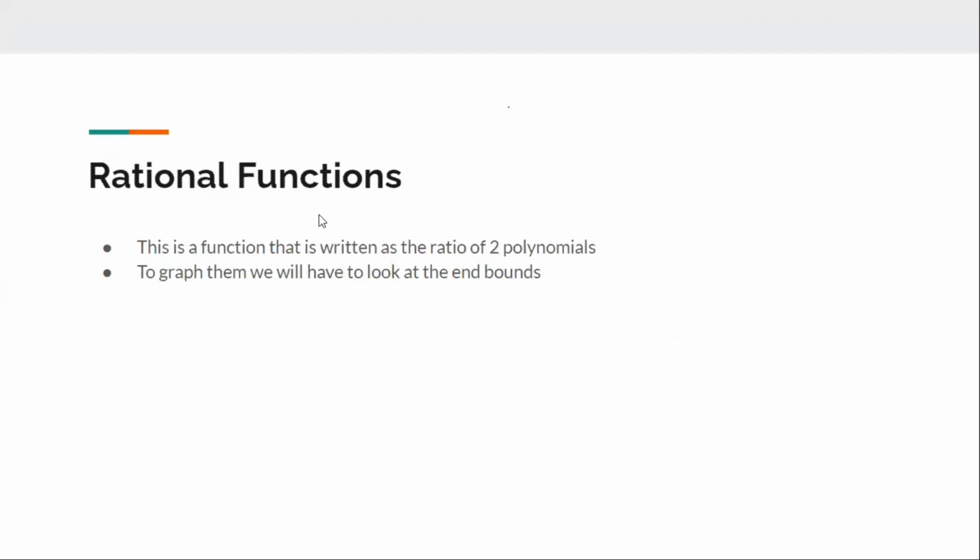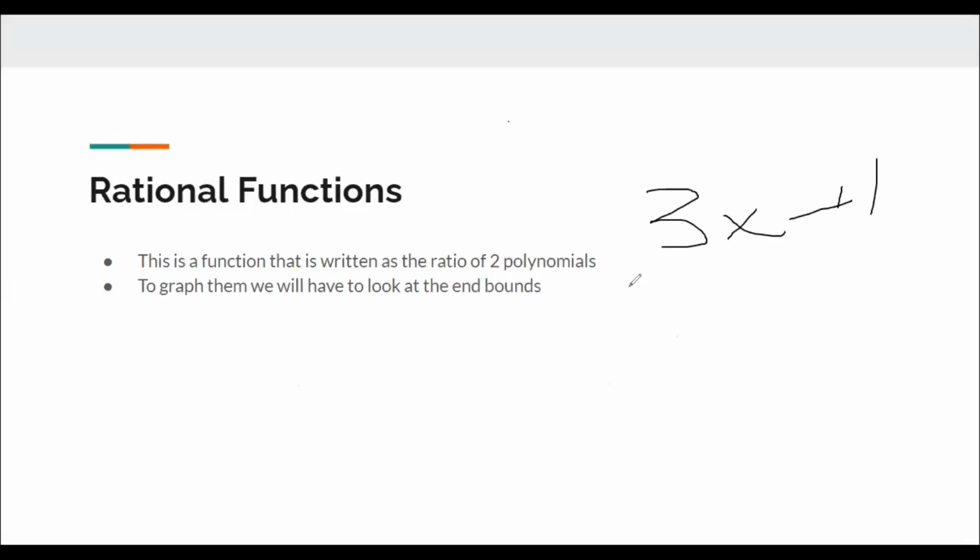Okay, rational functions. This is a function that is written as a ratio of two polynomials. It could be like 3x plus 1 over 2x plus 2. This is just an example. To graph them, you have to look at the end behavior. I'm not going to go over them, but I think that's an Algebra 2 concept.